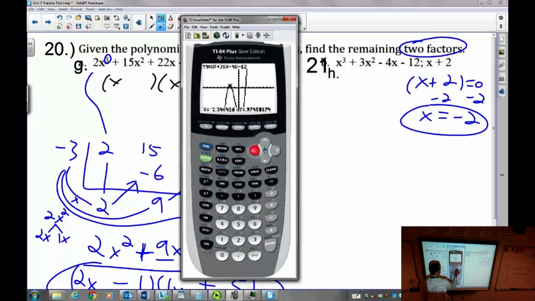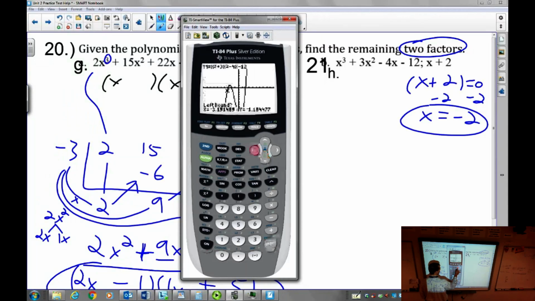But you're going to go over here. There we go. I'm guessing it's probably -3. Could be wrong, but I'm guessing -3. So go to second calc. Go to the zero function there. So that's number 2, zero.